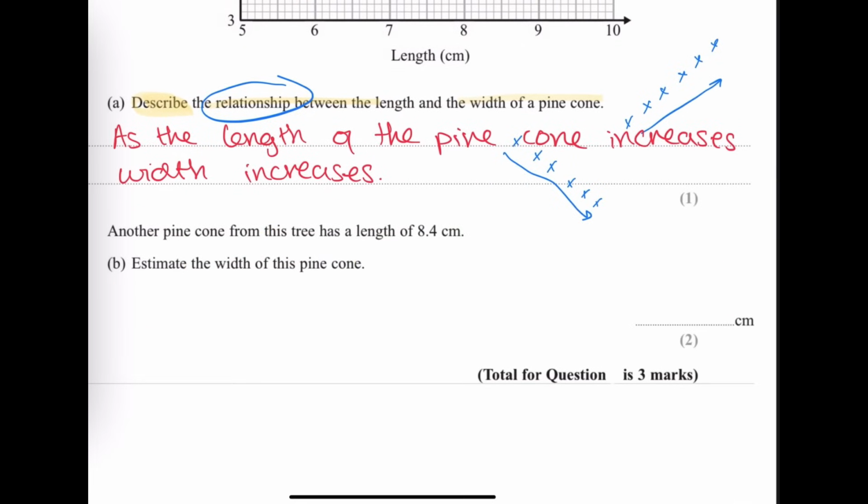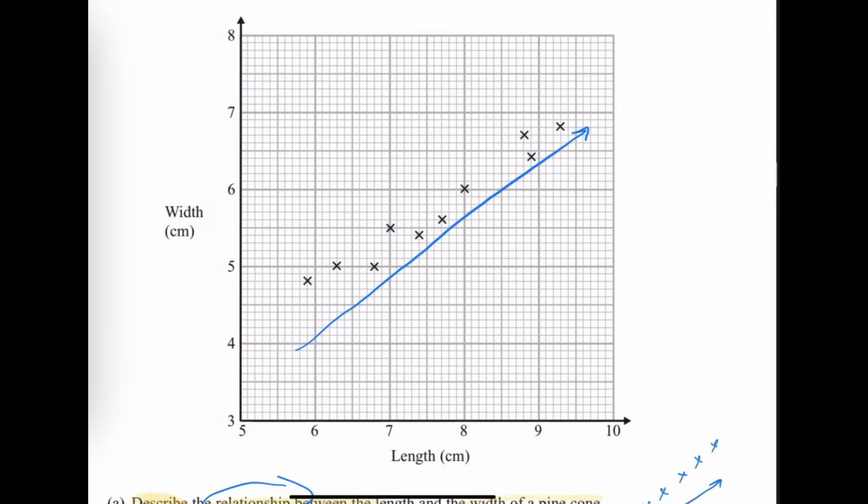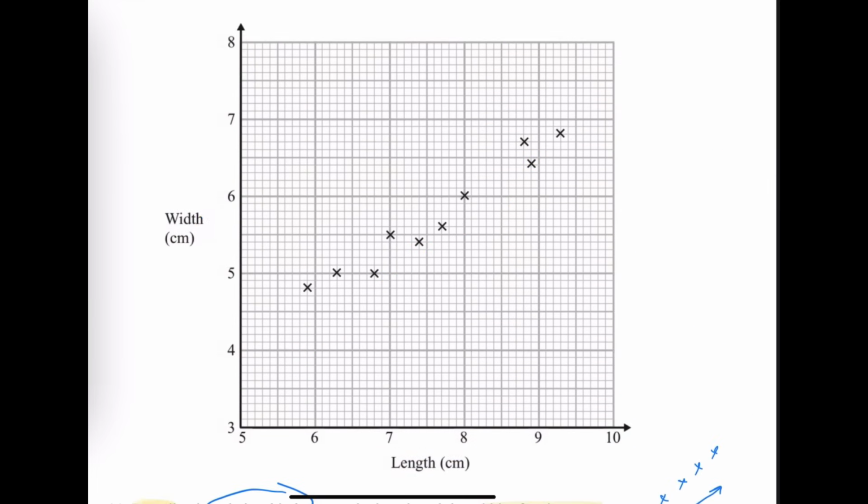Another pine cone from this tree has a length of 8.4 centimeters. Estimate the width of this pine cone. So when we estimate, the first thing that we need to do is draw a line of best fit. We need to do this so that it goes through as many points as possible, or at least so that on each side there is the same amount of crosses. So here I made it so that it's 5 on one side of the line and 5 on the other.